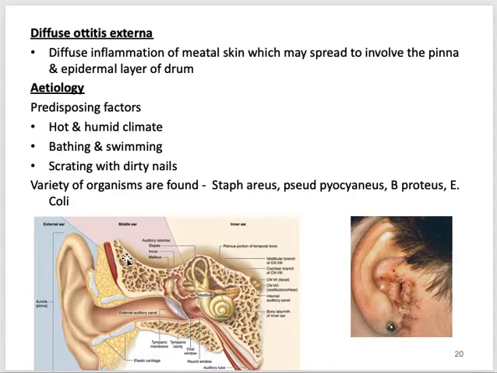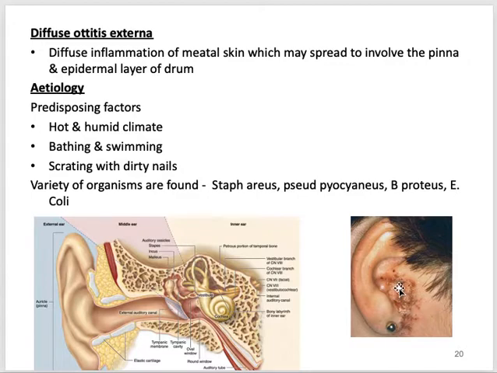It is more common in hot and humid weather. The people go for swimming, or if there is excessive sweating. So you can see over here, whenever there is excessive sweating, basically what happens is it changes the pH of the skin from acid to alkaline, which favors the growth of the bacteria. You can see over here, diffuse otitis externa.